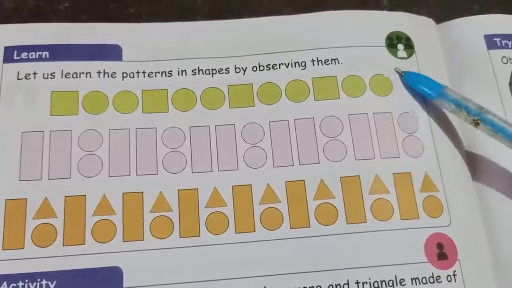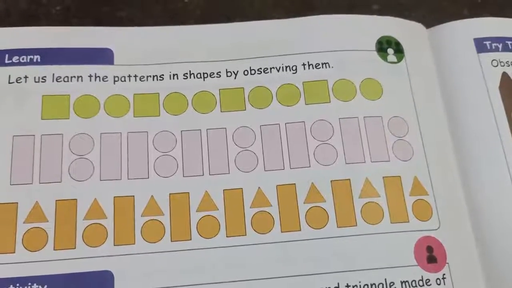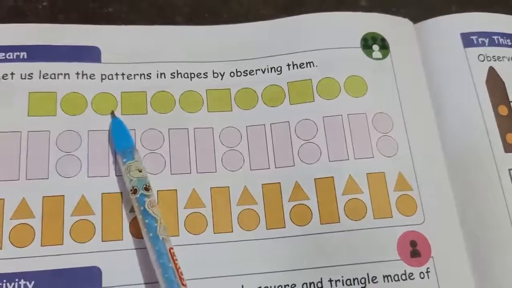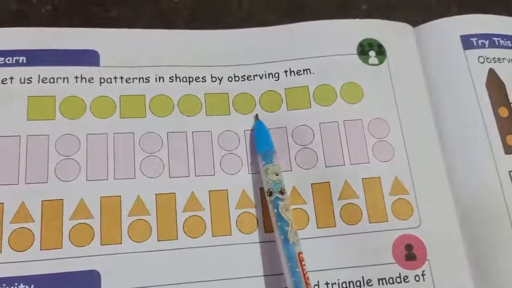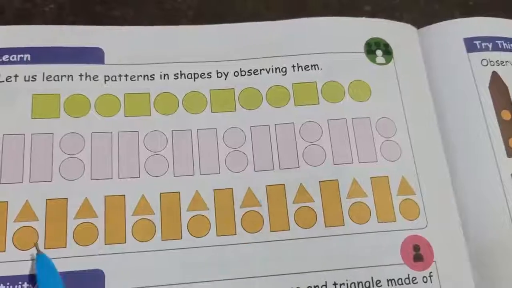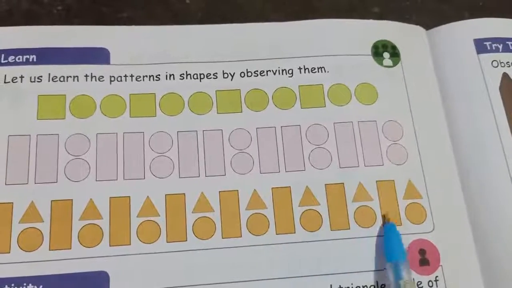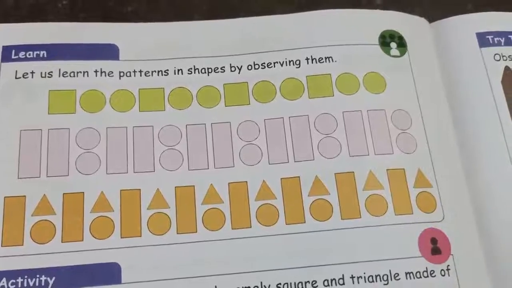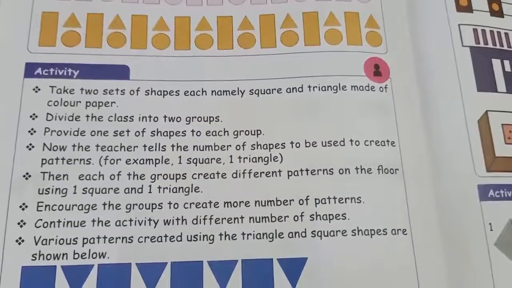Okay. Here some order is available. Okay, see first square, circle, square, circle. So this one has an order. Here also some order. This pattern also increases by an order. Okay, so these everything are patterns. See the next one, we have the activity.